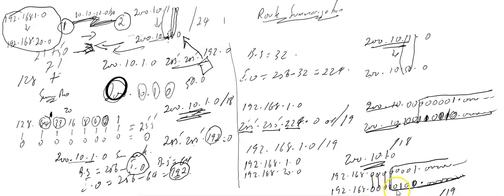So what will be the summary address? The summary address will now be the least in the range, 192.168.1.0/19. Notice that it's still the same thing with the first method. So that is that.